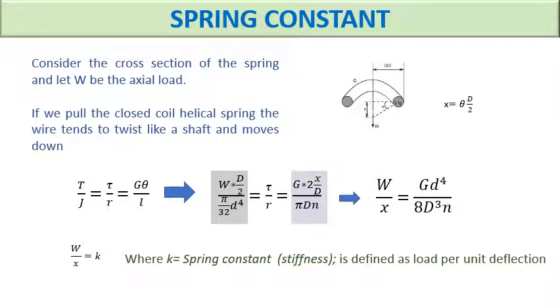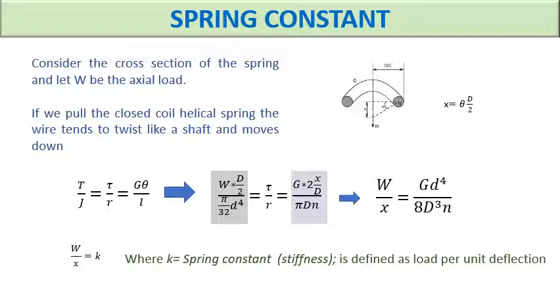Now consider the cross section of the spring. If you cut the cross section, we will be able to see a circular cross section. If you pull the closed coil helical spring, the wire tends to twist or rotate like a shaft, and due to this force the spring moves down. This axial movement is given as x, and the angle of twist is theta.